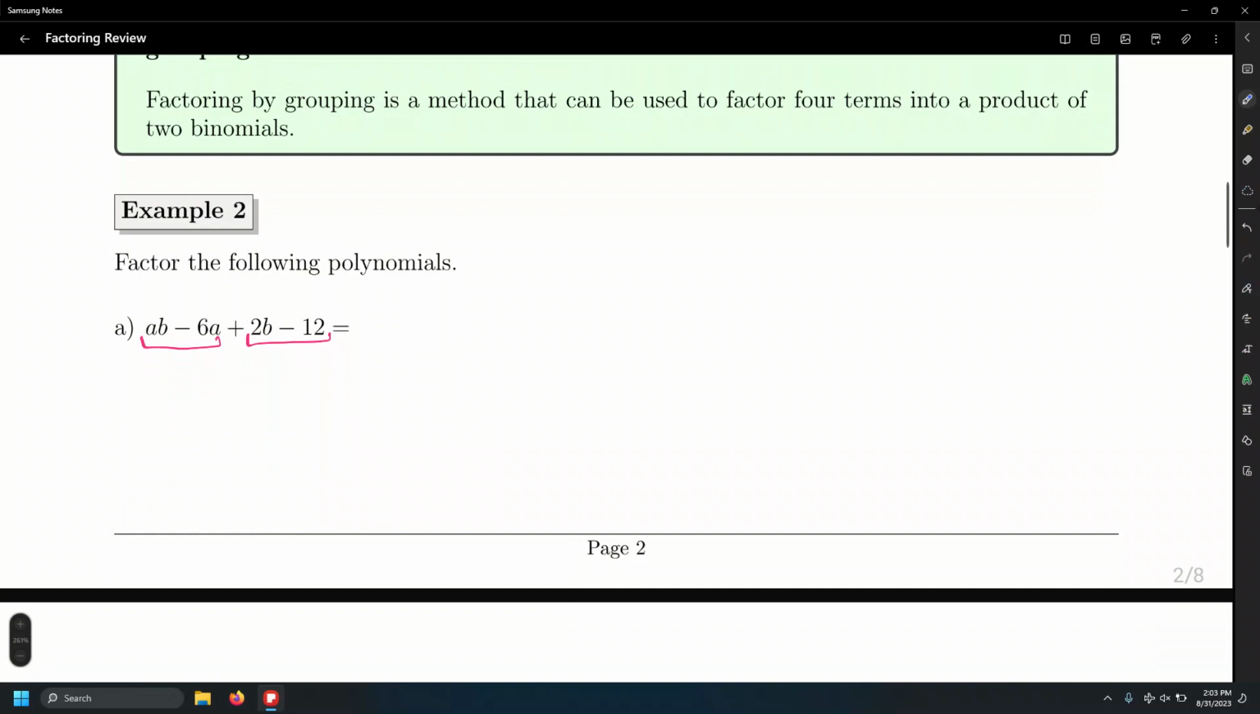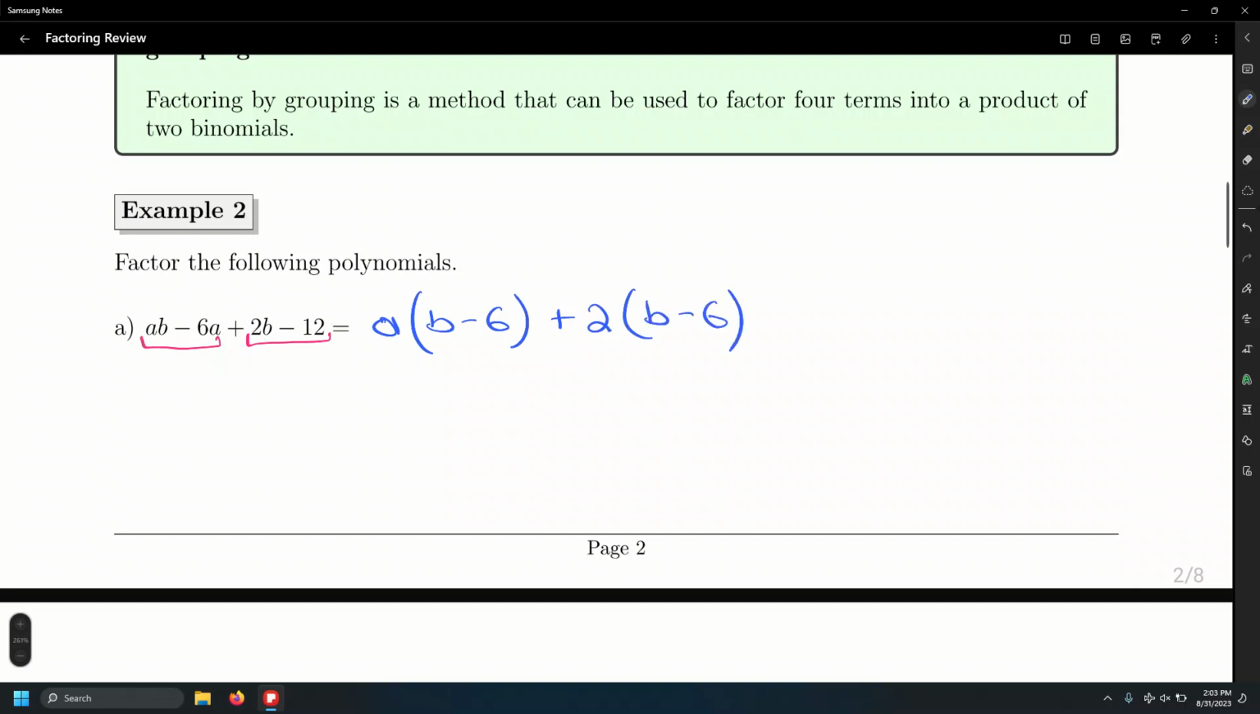Let's forget about these 2 terms. What do these 2 terms have in common? Factor out the a from there. A times, that's going to leave us with b minus 6. And then plus, what do the 2b and the 12 have in common? 2. So that's going to be 2 times b minus 6.